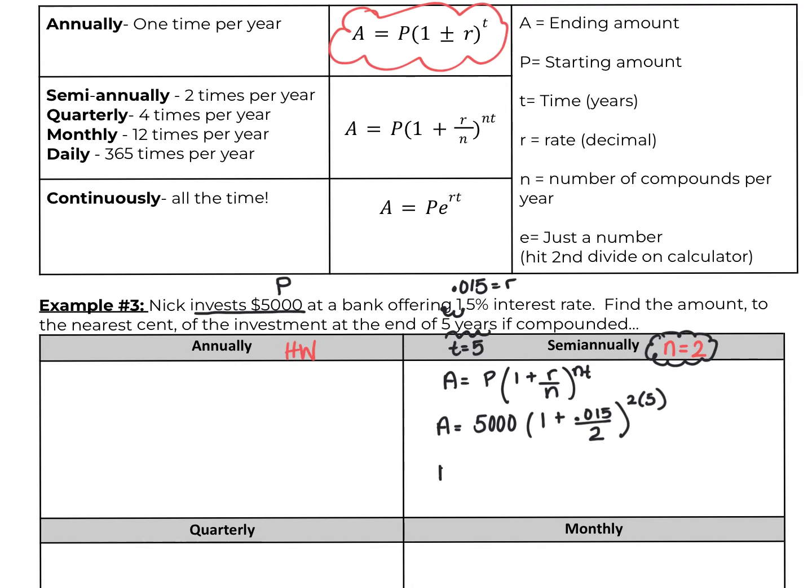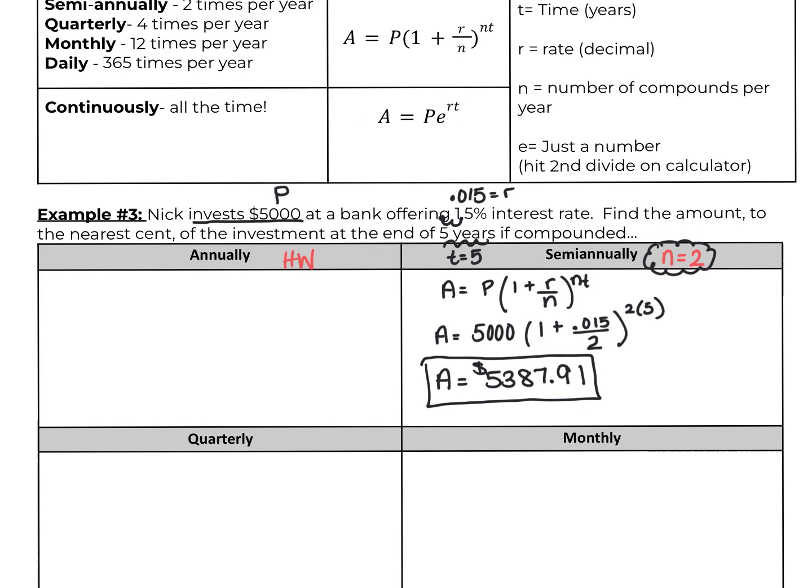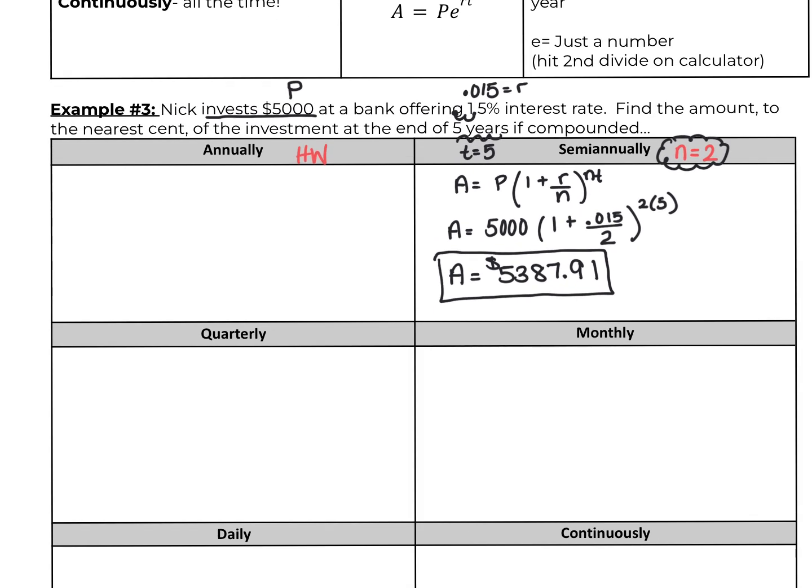So take a second, plug all of this into your calculator just the way you see it, making sure you're using alpha y equals for this part, and then hit resume when you're ready for the answer. All right, so you should get $5,387.91 approximately. So if I'm giving you interest 2 times per year, you're going to earn $5,387.91.